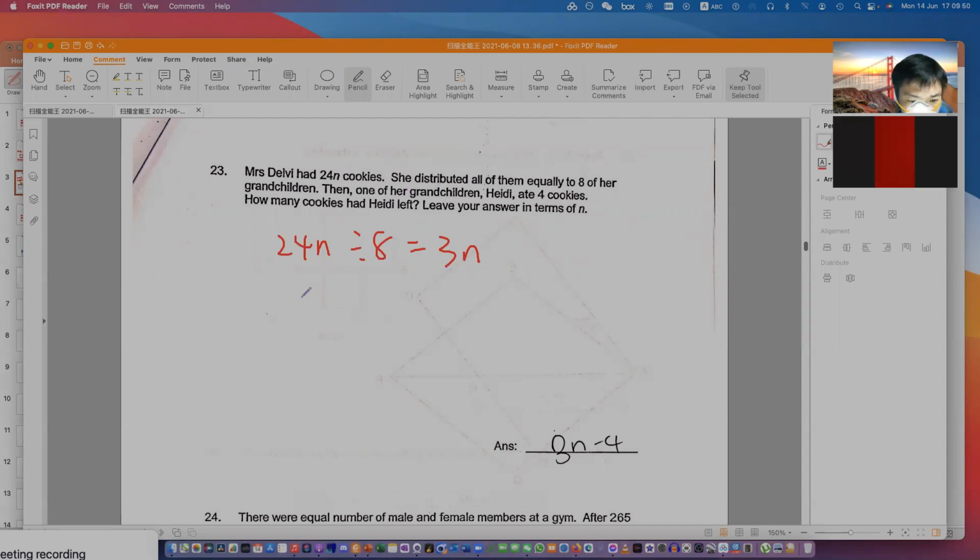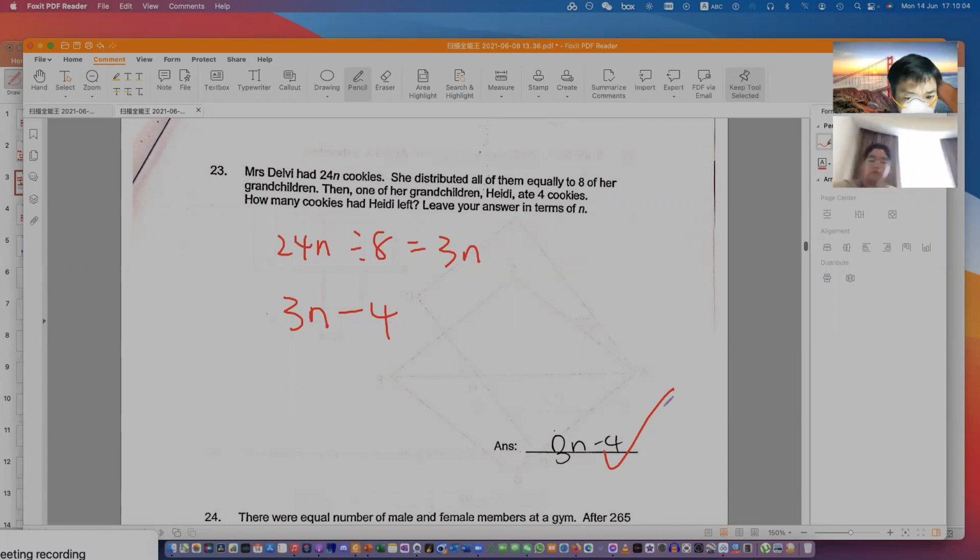Heidi is one of her grandchildren, so 3N minus 4. How many cookies had Heidi left? Leave your answer, and then your answer should be correct. Did I miss out anything? Nope. The answer is 3N minus 4.